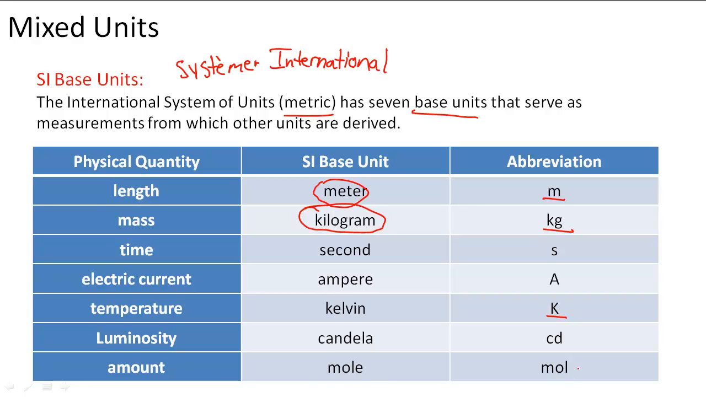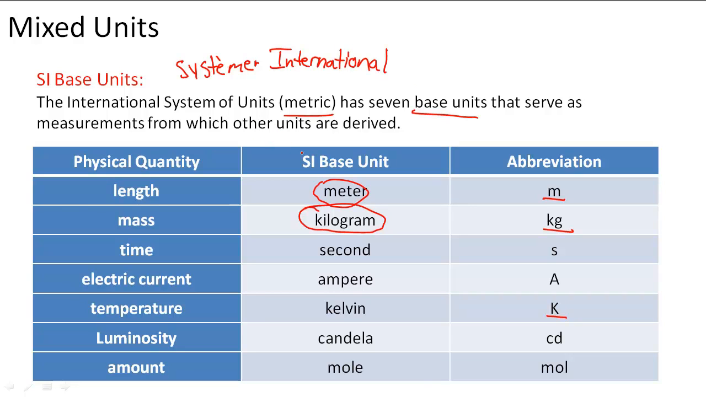So we can use these units to derive other mixed units when we do things that involve length and mass and the relationships between length and time or things like that. We can use these as the base units to form mixed units. So remember that we have two systems, the American system and the international system, or the metric system, and the international system of units has 7 base units that serve as measurements from which other units can be derived.